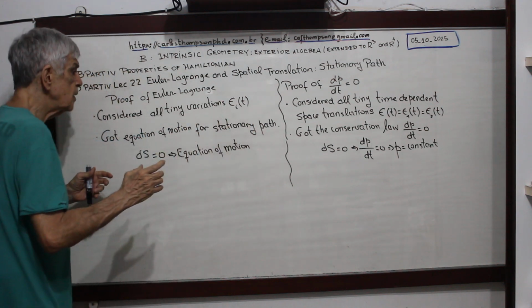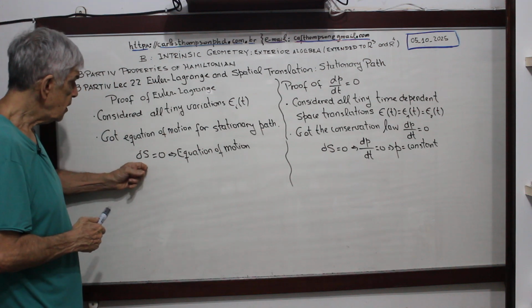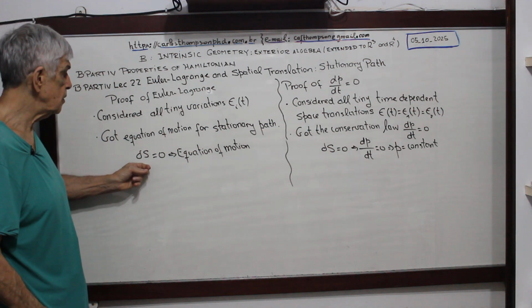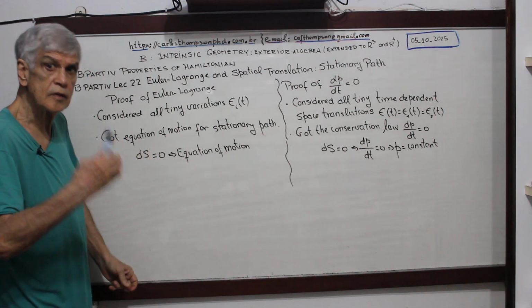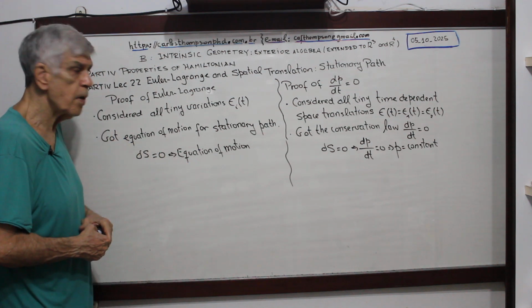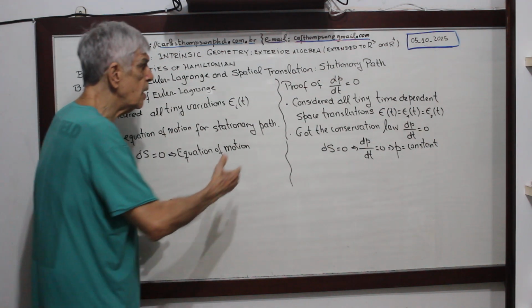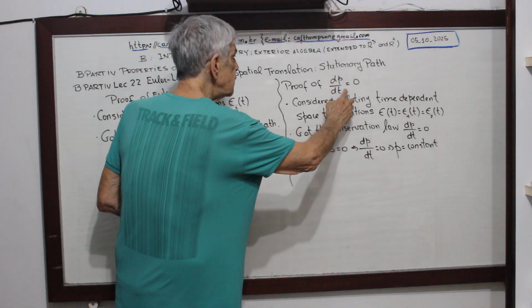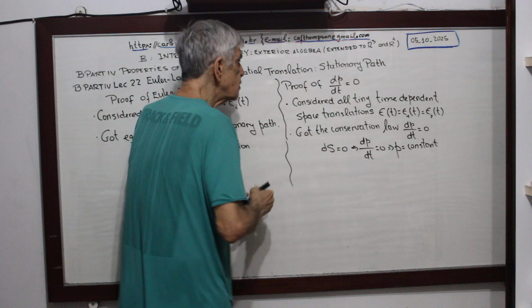Stationary path is a necessary condition for you to set delta S equal 0. And this implies the equation of motion, which we used in this lecture about the Noether theorem. And in parallel, the proof of dP/dt equal 0. This means that P is constant.